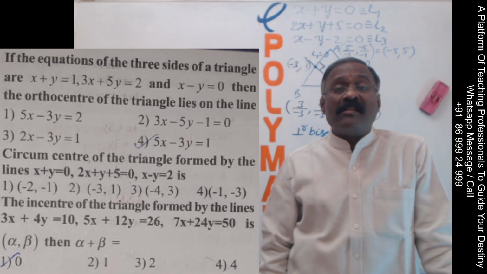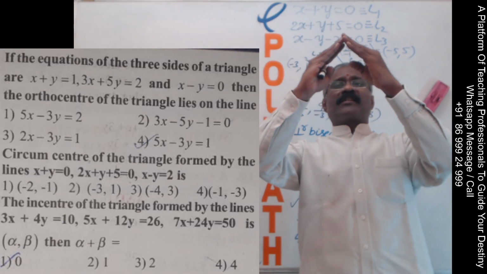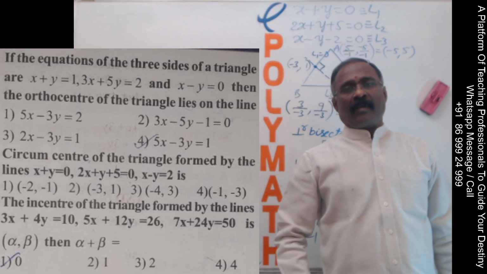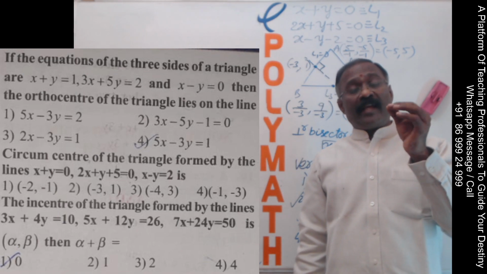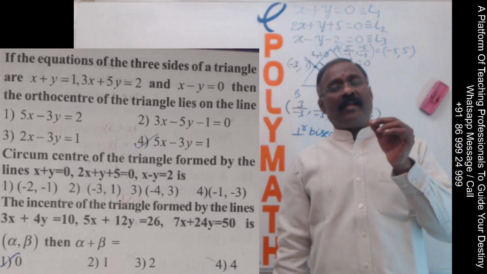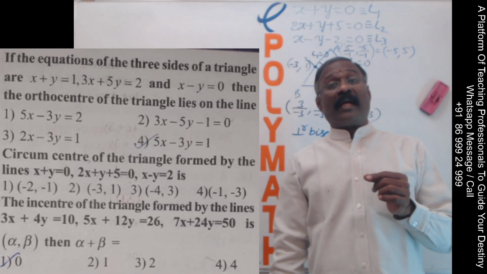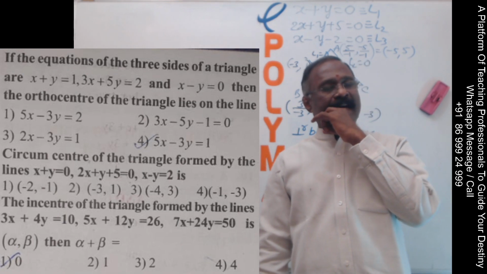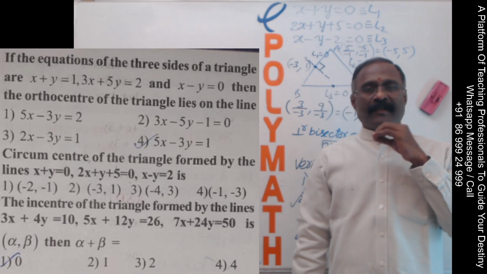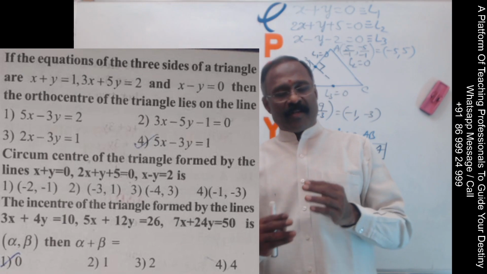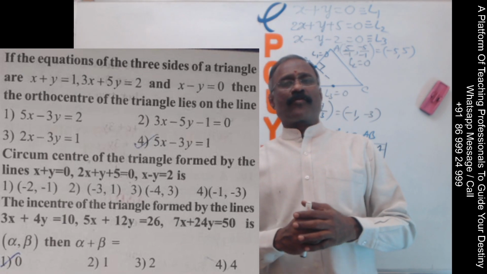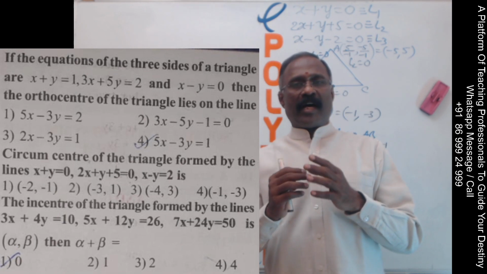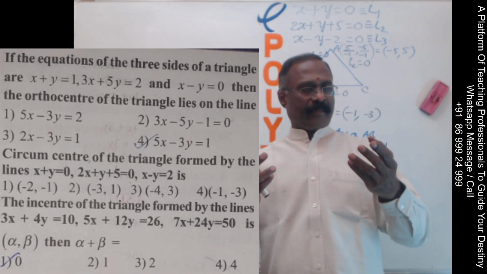Similarly, the incenter divides the internal angular bisector in the ratio of B plus C is to A. What is B? Length of AC. What is C? Length of AB. What is A? Length of BC. So B plus C is to A. And by applying those conditions, we get the incenter formula, which is a lengthy formula: (ax1 plus bx2 plus cx3) by (a plus b plus c), (ay1 plus by2 plus cy3) by (a plus b plus c).